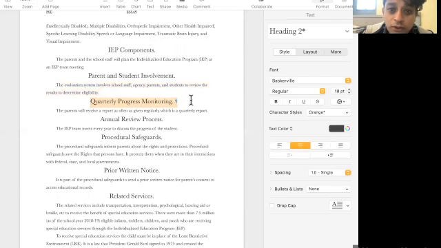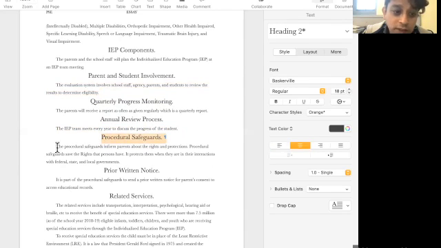Quarterly progress monitoring. The parents will receive a report regularly, which is a quarterly report to the parents from the school. Annual review process. The IEP team meets every year to discuss the progress of the student.